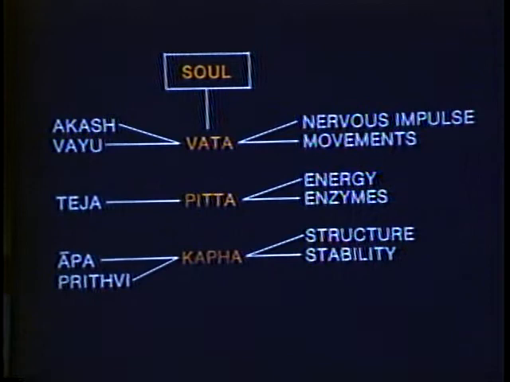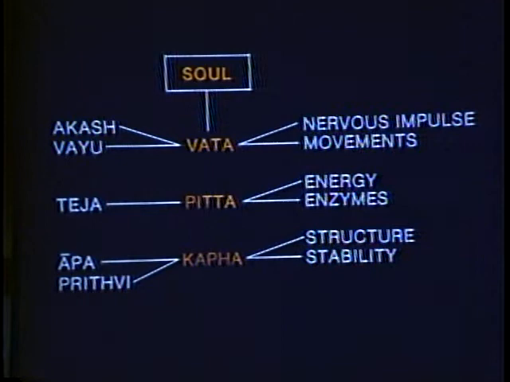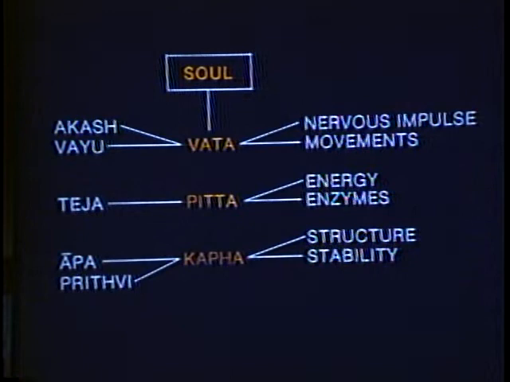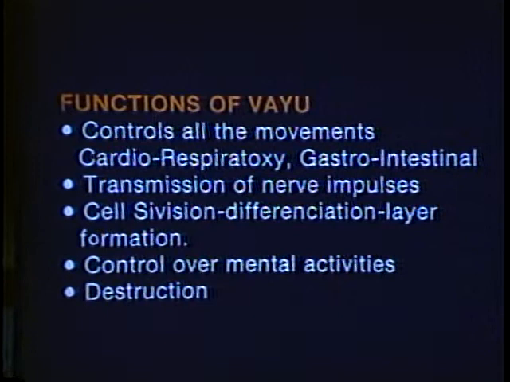Now these three biological humors control all the physiological activities of the human being. As you can see in this slide, vata is responsible for the propulsion, for the impulses from brain to the sense organs or from sense organs to the brain, for expulsion of various waste products, for respiratory and cardiac movements. Pitta, or biological fire humor, is responsible for the conversion of food into the tissues and waste products, for the energy, for all enzymatic activities. And kapha or biological water humor is responsible for the structure, for the stability, for interlinking of tissues, for strength and for immunity.